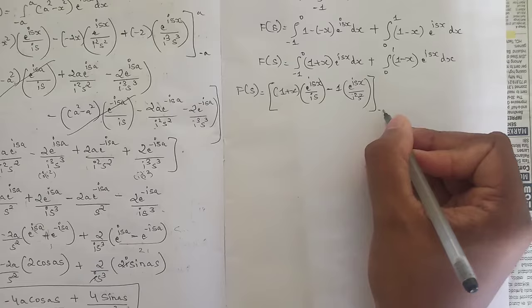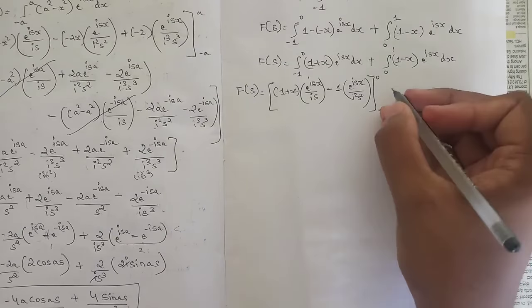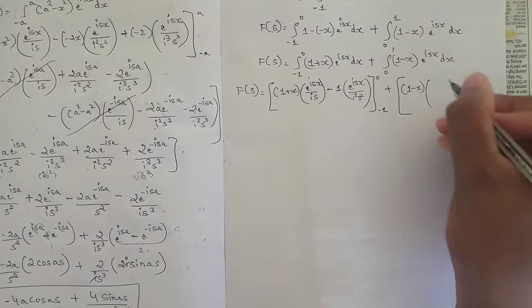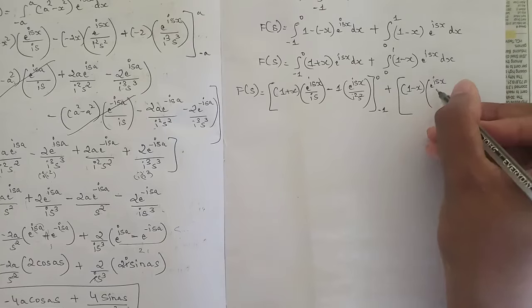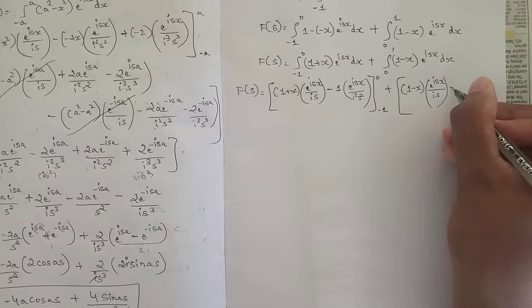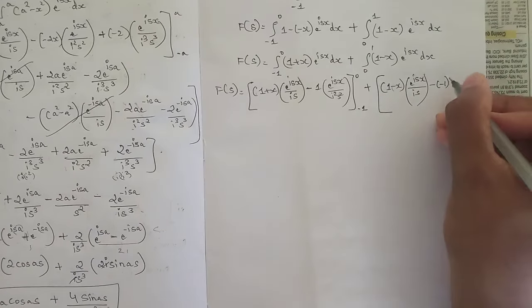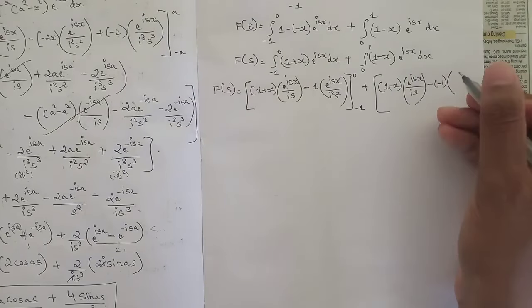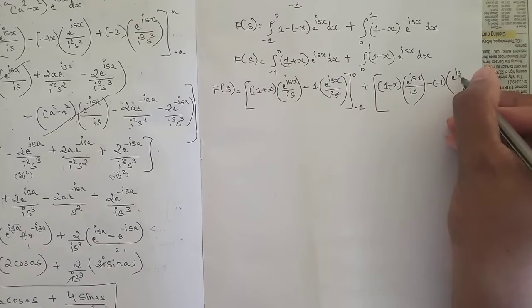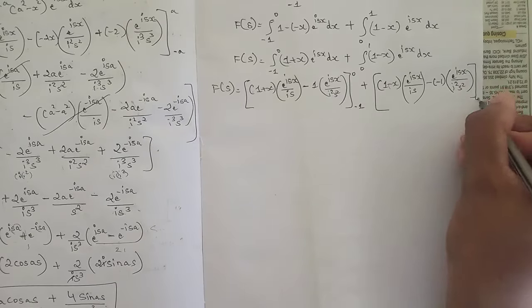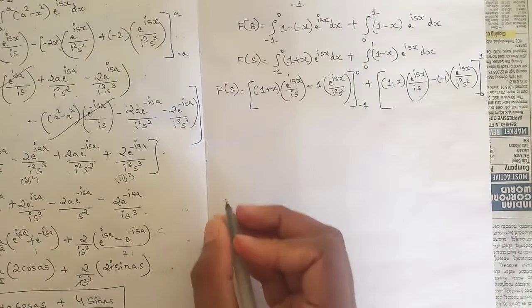The limits are from minus 1 to 0. Plus, first function as it is into the integration of the second function, minus the differentiation of this function, that is equal to minus 1. Differentiation of minus x is minus 1, right, into the integration of the integrated function. The limits are from 0 to 1.